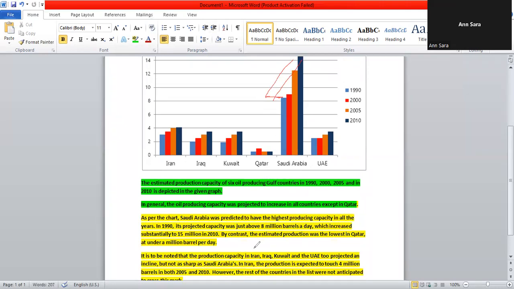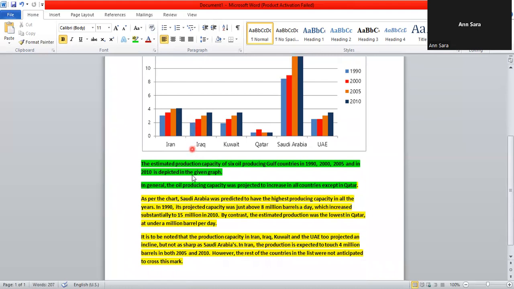Now, by contrast, the estimated production was the lowest in Qatar. So it's the opposite: it's the lowest in Qatar at under 1 million barrels a day. So this is what the production is. So we have included these two contrasting features, the highest and the lowest, the highlights, in one paragraph. Now let's go ahead with the rest.